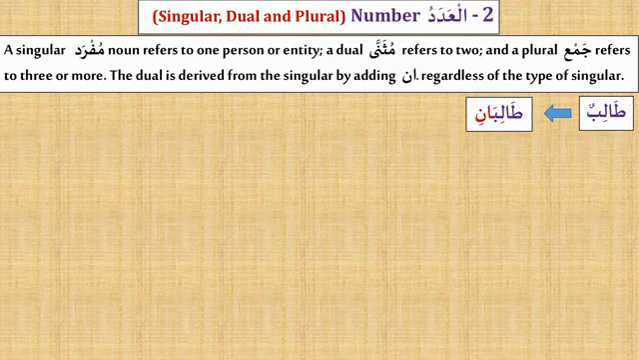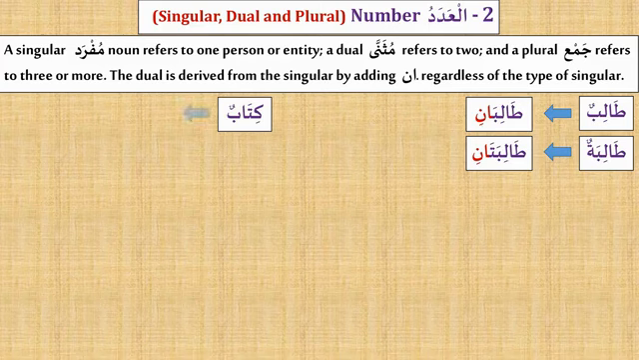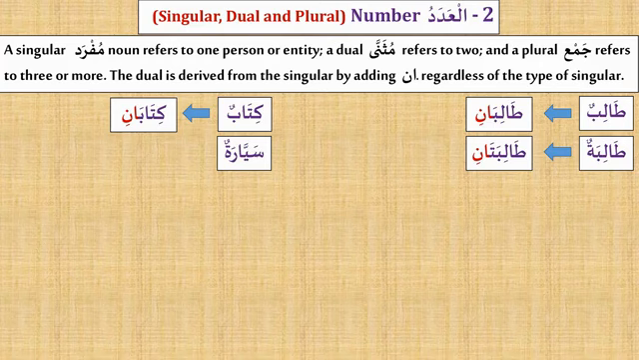Remember, we need to eliminate tanween at the end of the word when we add alif and noon. No more tanween is written at the end of the word. Talibun, the tanween is removed. It becomes talibani if we add alif and noon. Example for feminine noun, talibatun, female student, and dual of it is talibatani, two female students. Kitabun, a book. Kitabani, two books. Sayyaratun, a car.